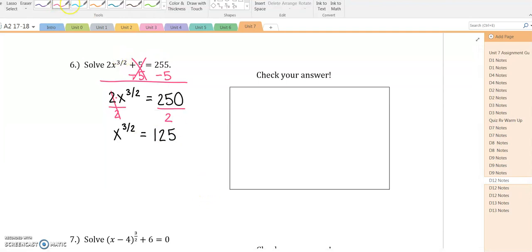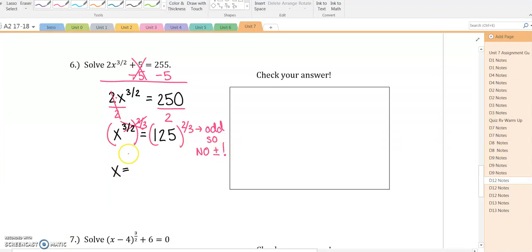Awesome. And then the last thing now is to get rid of this exponent, which is a fraction. So I'm going to raise it to the reciprocal, which would be 2/3. Now remember, these two cancel out. That's not what I care about. It's this one. I'm going to look at the bottom number. That's a 3. 3 is odd, so no plus or minus. So I'm going to have x equals no plus or minus, just 125 to the 2/3.